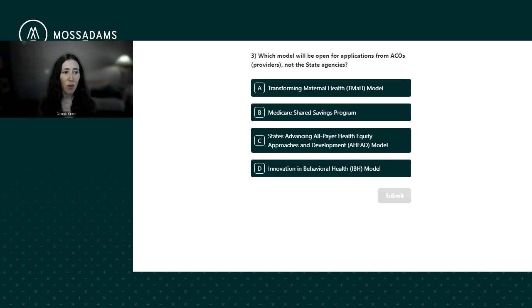So with that, we'll go on to our third polling question. And just want to mention that you don't have to get the answers right to still get your CPE credit. It's just a matter of answering the question and you'll get your CPE, don't worry. Right, thank you, Georgia. So the third one is, which model will be open for applications from ACOs, providers, not the state agencies? Is it TMA, Medicare Shared Savings Program, AHEAD, or IBH?